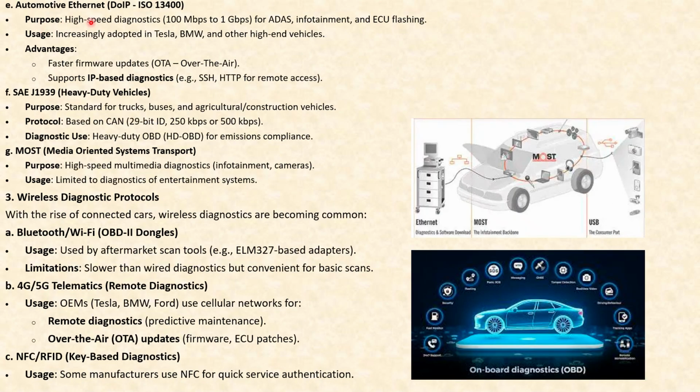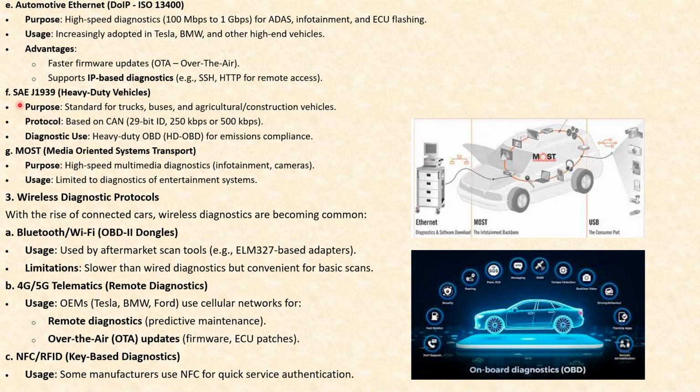And automotive Ethernet, for high speed diagnostics, can go up to 1 Gbps, especially where more and more vehicles are using ADAS and infotainment and high ECU flashing, infotainment or HMI, human machine interface, or the cluster where a lot of mapping, like Google Maps, is to be displayed and a lot of data is coming. Under those circumstances, automotive Ethernet is used, and it is increasingly adopted in Tesla, BMW, and other high-end vehicles. The advantages are faster firmware update, OTA over the air, and support for IP-based diagnostics.